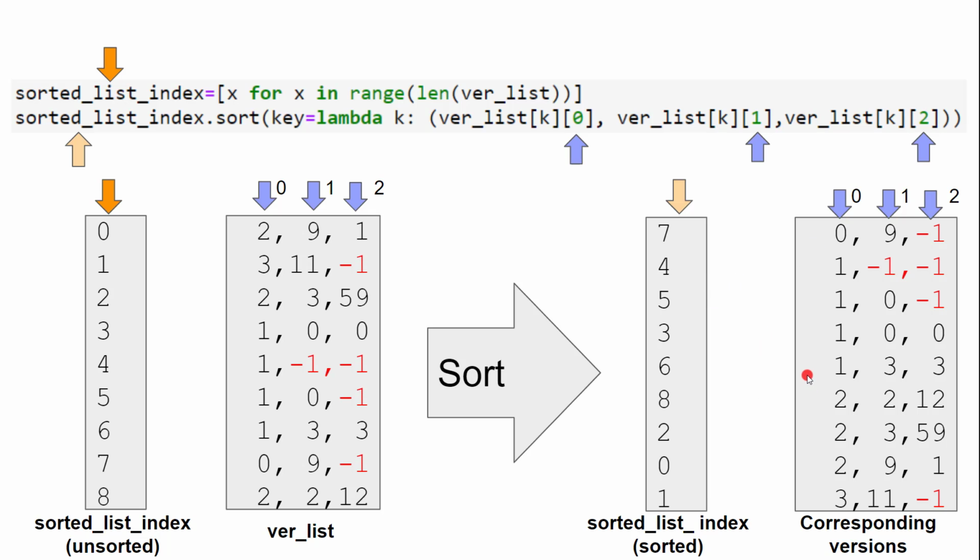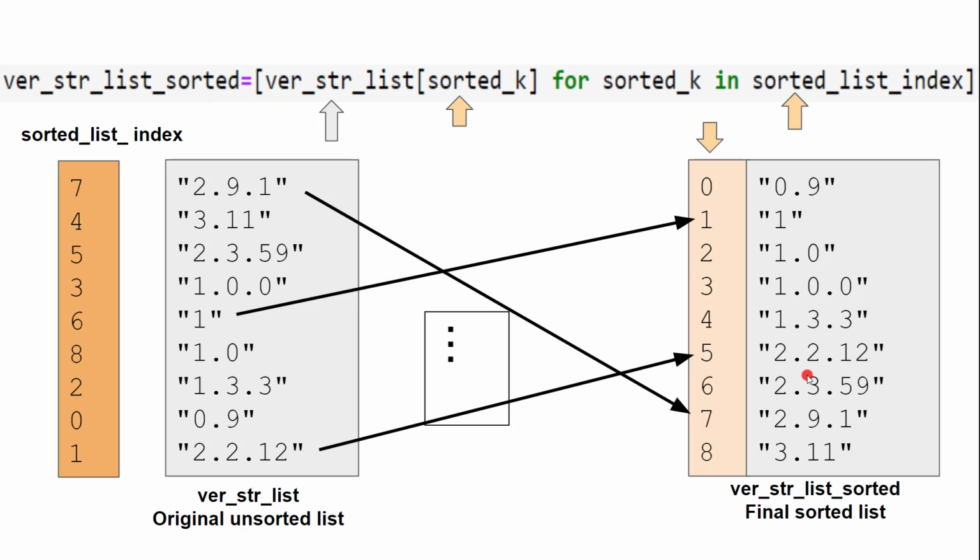Now that we know the correct sequence that the list of version strings should be arranged, we can use a final list comprehension to shuffle the version string list elements to have a sorted list. Python's list provides us with a compact and powerful way to complete many data manipulation tasks using list comprehension and sorting. Where can you apply these tools to solve your problems?